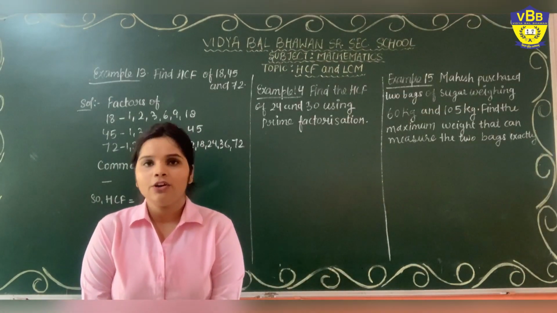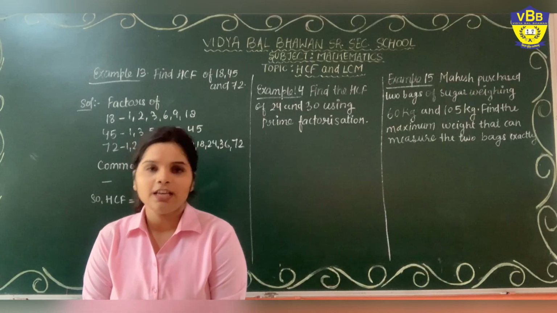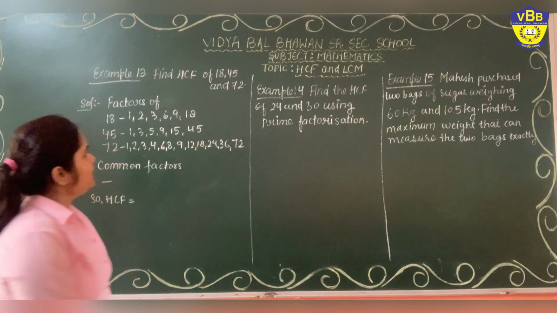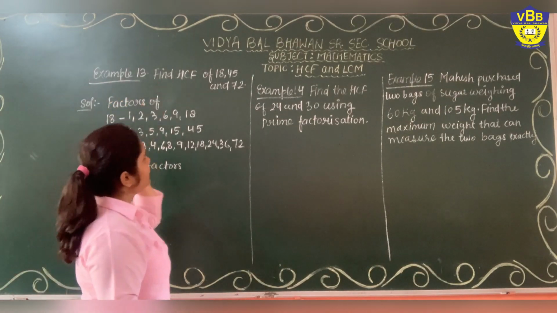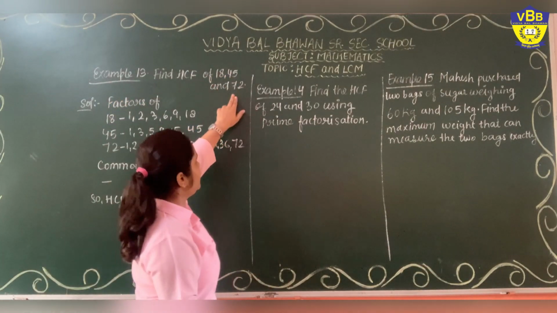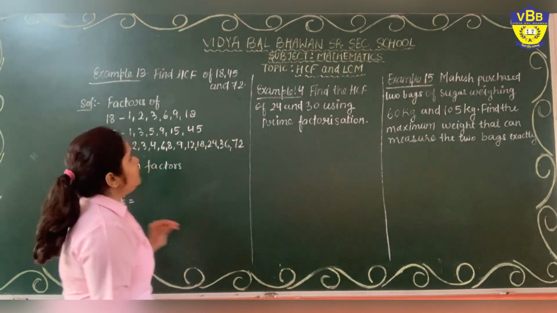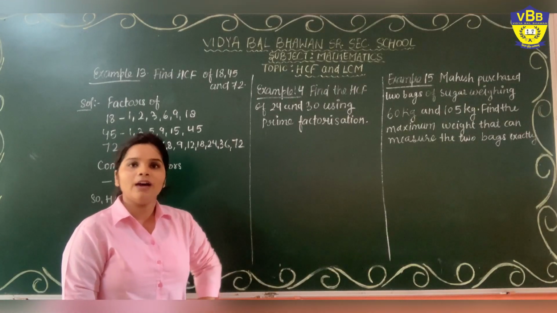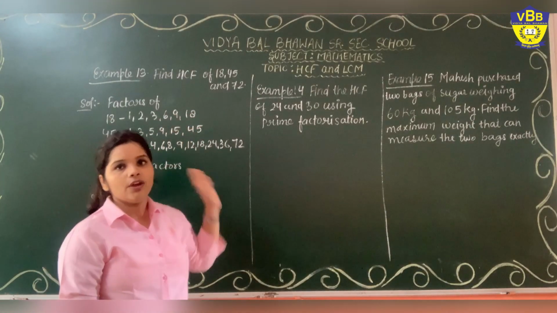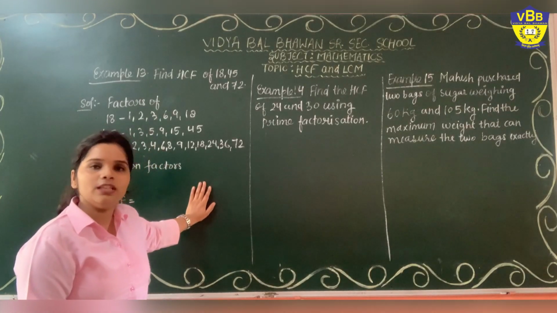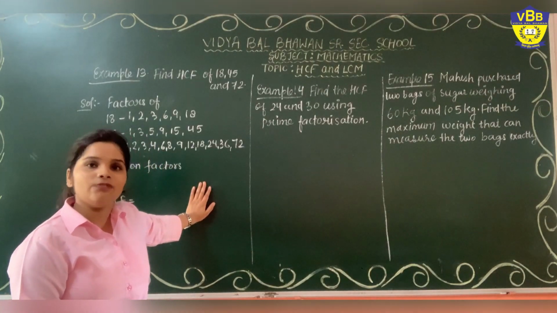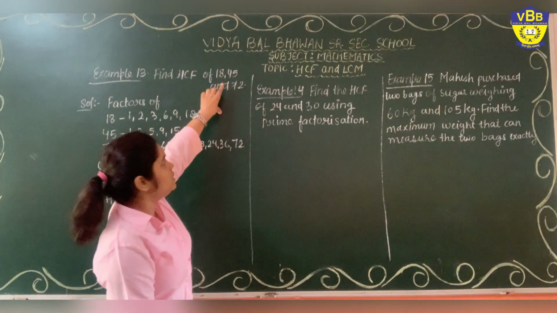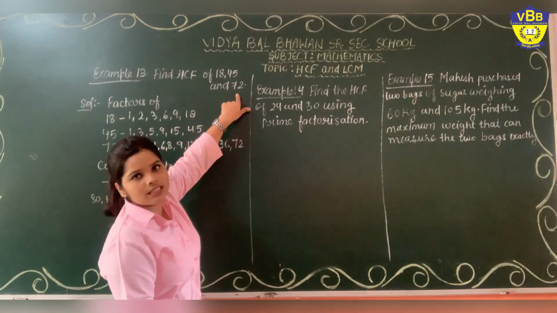Now let's make our concept of how to find HCF more clear with some examples. Example number 13 says find HCF of 18, 45 and 72. Here in this question it is not specified which method you have to use to find the HCF. So in this question we are using the method of listing factors. So we first list all the factors of 18, 45 and 72.